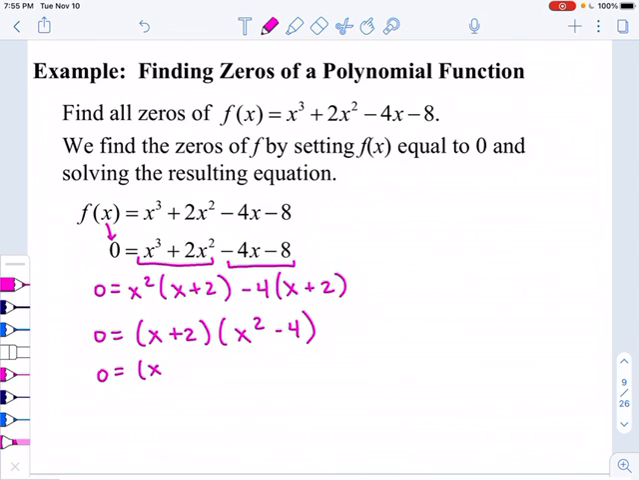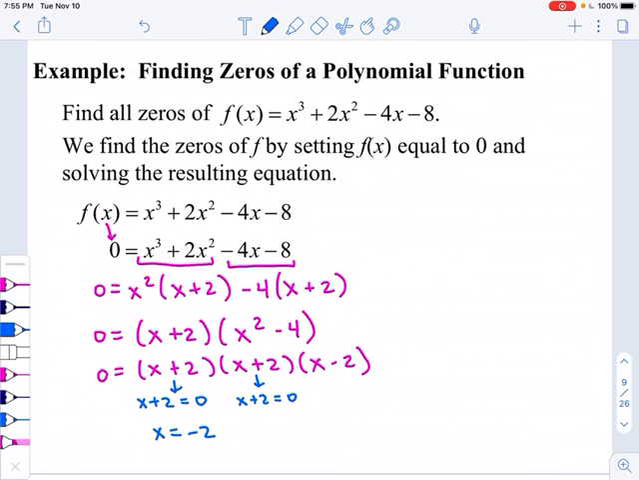And if we were to break that down further, that is a special case. X squared minus 4 means that we have an x plus 2 and an x minus 2. If we continue solving this down, x plus 2 is equal to 0, which means x is equal to negative 2. And this x minus 2 equals 0 means that x is going to equal a positive 2.